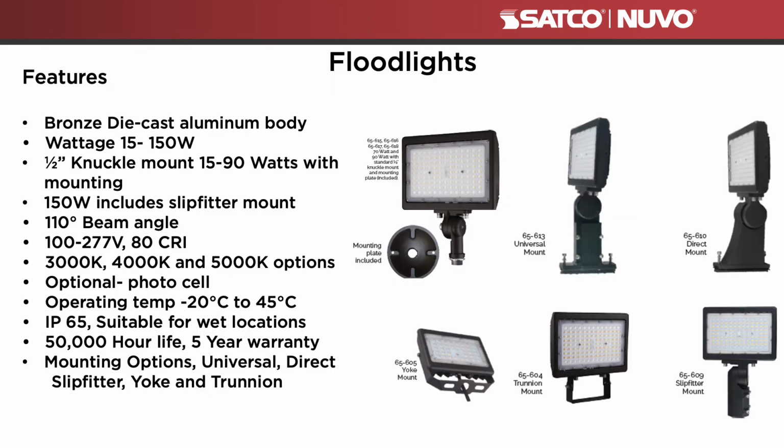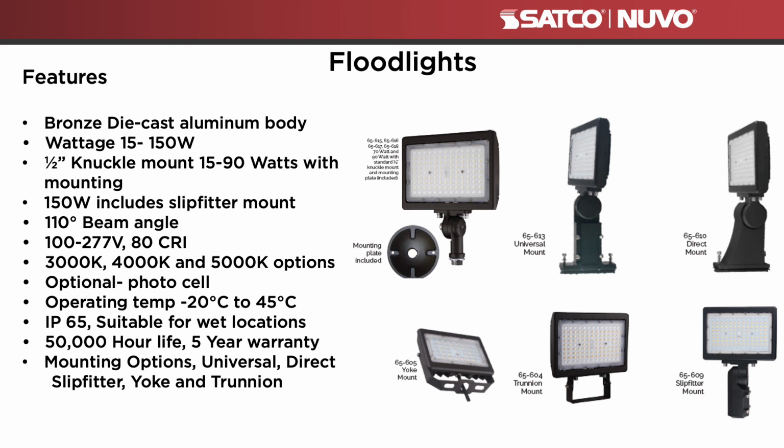In fixtures, many times you need to see what type of mounting option is needed. And our floodlight line has many different options. All of our floodlights are die-cast aluminum. We have wattages from 15 to 150. A 1/2 inch knuckle mount with mounting plate is included for the 15 through 90 watt types. For the 150 watt, we include the slip fitter mount.